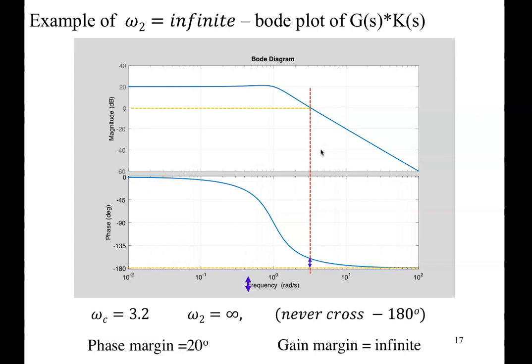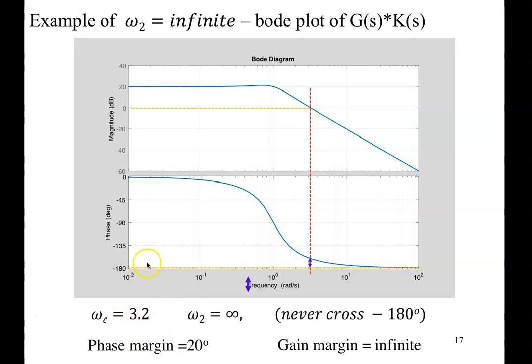Now this time, if we're going to identify the crossover frequency, I'm going to go to 0 dB. I'm going to come across, that's where it crosses 0 dB, the magnitude. And I go down and read that frequency out. So if I'm going to read it, the scale is a bit faded, but that's 1, that's 2, that's 3. So it's slightly more than 3. So let's say 3.2, that's my omega C.